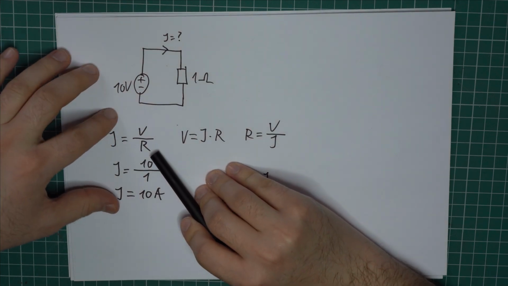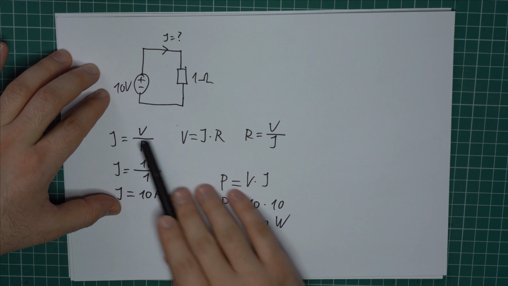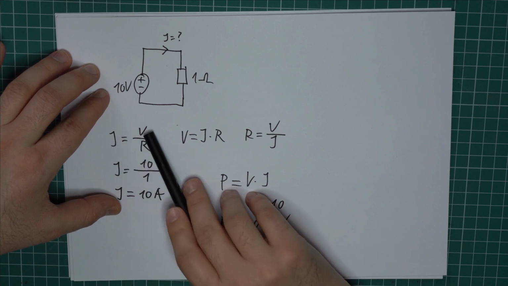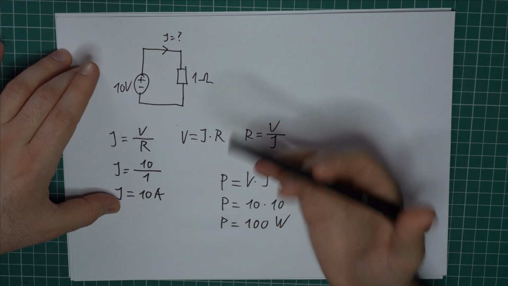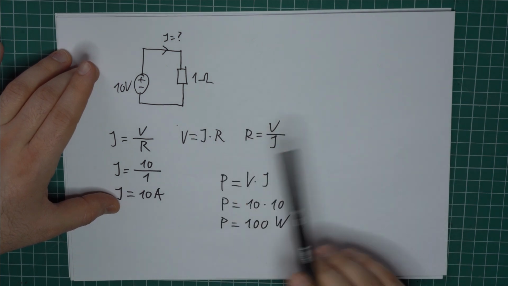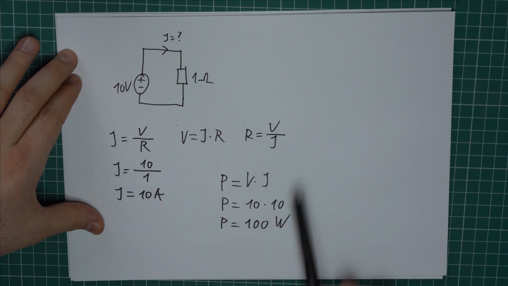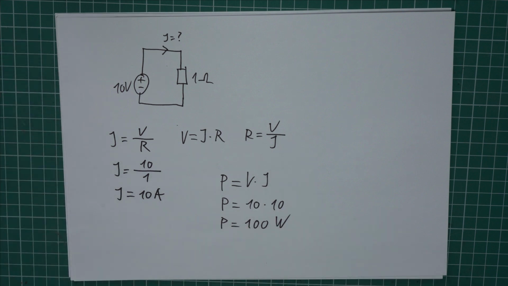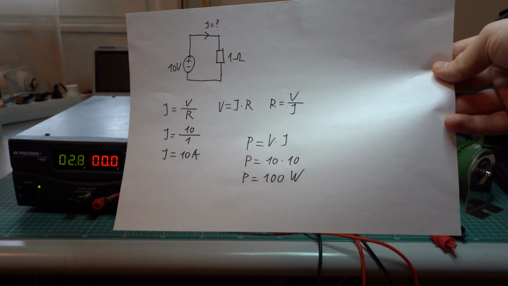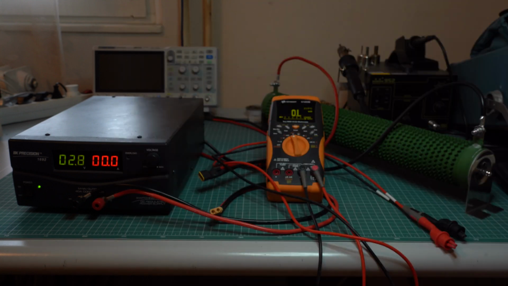So as I said in the introduction, the larger the resistance, the lower the current for the same voltage. So this is the heart of Ohm's law. So if you remember this, then you probably remember this form, and you can get any other formula by doing some basic math. And now let's test all the math by building this experiment.